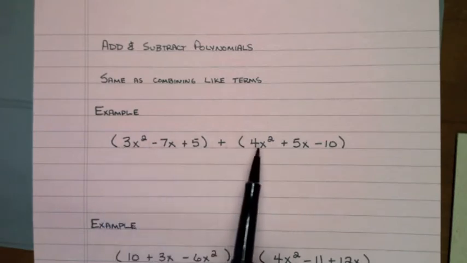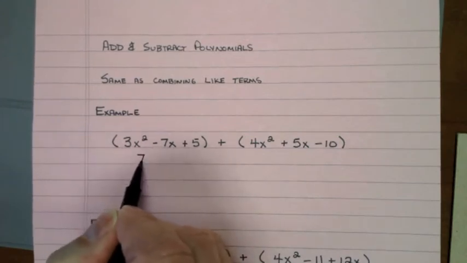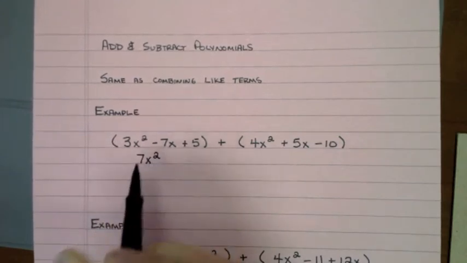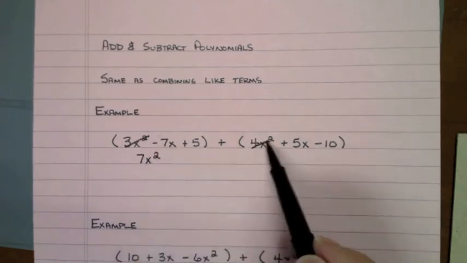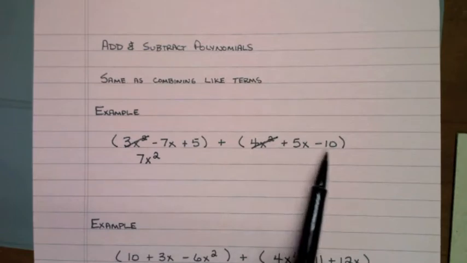3x squared and 4x squared put together is 3 plus 4. That's a total of 7x squared. I've taken this one right here and combined it with that one right there. I'm just taking the terms in this one and putting them together with the terms in this one.